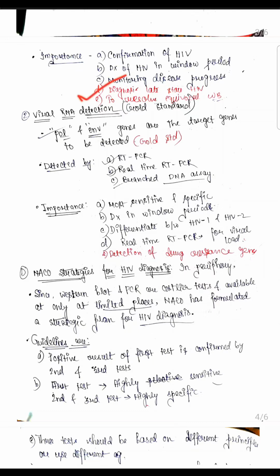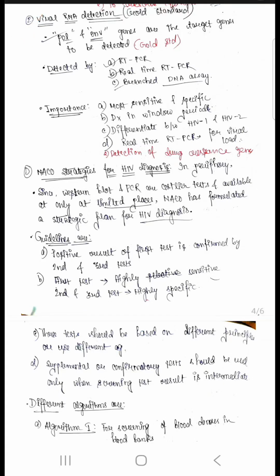Then diagnosis of late stage HIV, because it again appears in the late stages. And also to resolve equivocal Western blot. That is, if there is any confusion in the supplementary test, Western blot technique, we again confirm it by 4th generation ELISA kit test by detecting the P24 antigen in the blood.